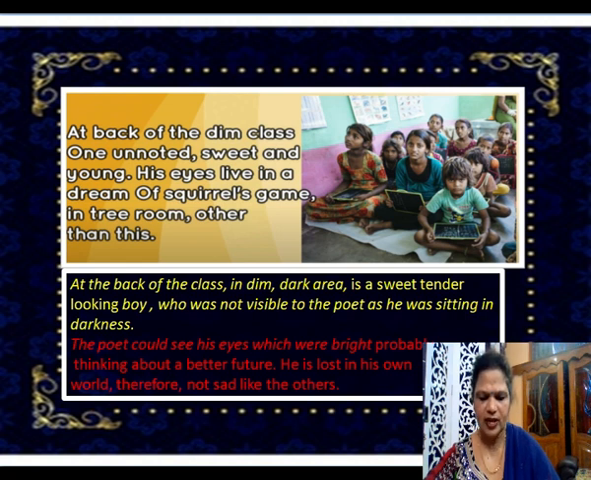At the back of this classroom, the classroom which is very dim and dark also, there is a very sweet, a tender looking boy who was not visible to the poet as he was sitting in the darkness. The poet could see his eyes, which were bright. Probably he was thinking about a future, a bright future. He is lost in his own world. Therefore, he is not sad like others. So this is the explanation of these lines.